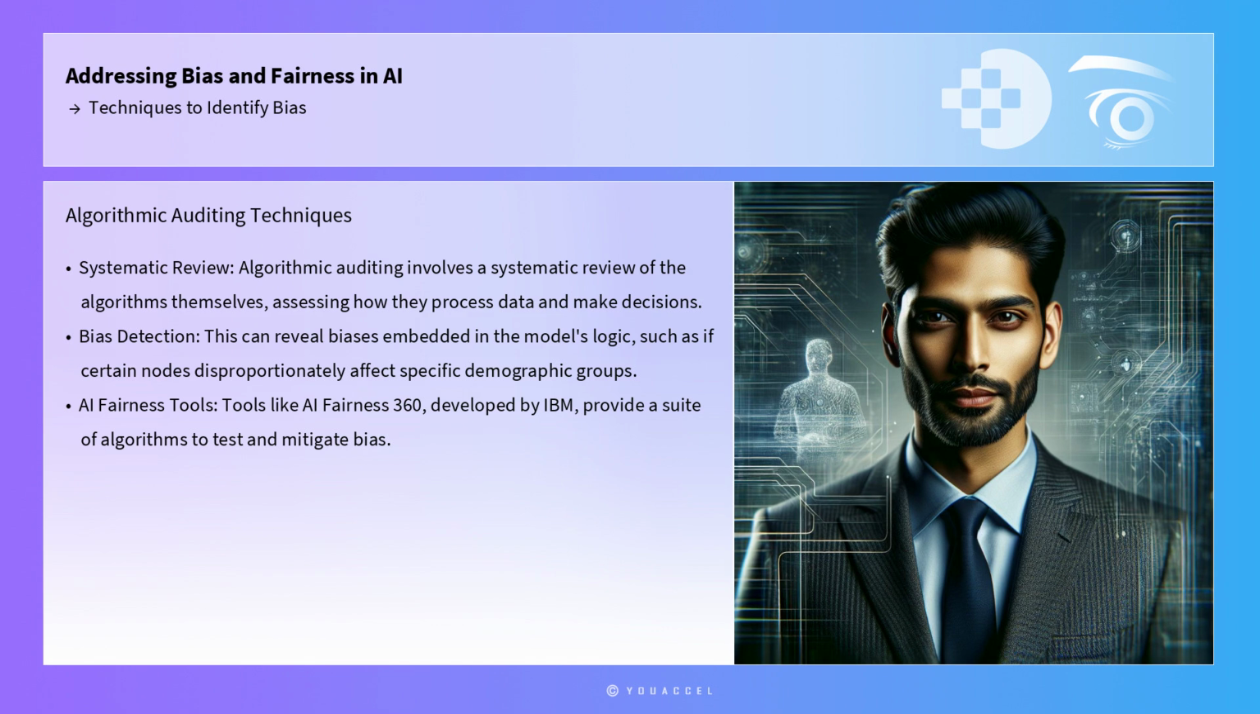It involves a systematic review of the algorithms themselves, assessing how they process data and make decisions. This can reveal biases embedded in the model's logic. For example, analyzing the decision trees of a model can expose if certain nodes disproportionately affect specific demographic groups. Tools like AI Fairness 360, developed by IBM, provide a suite of algorithms to test and mitigate bias, allowing for a more transparent examination of AI models.